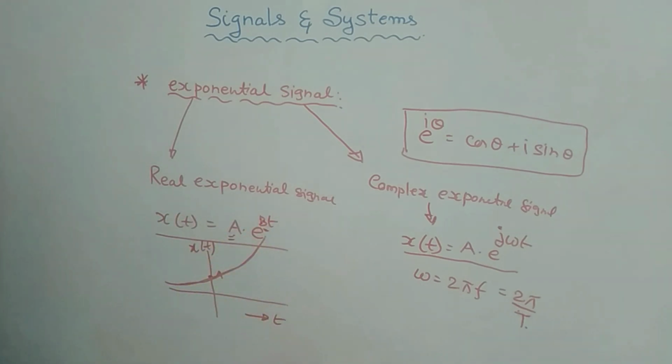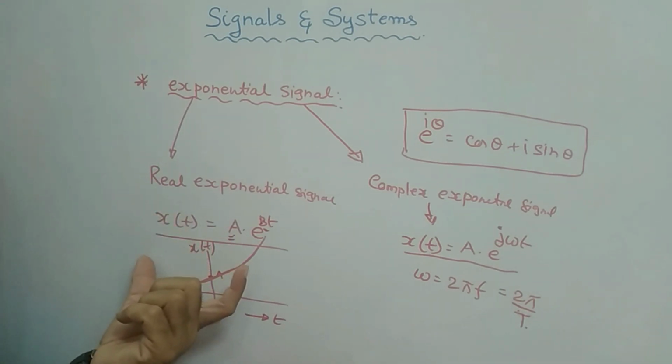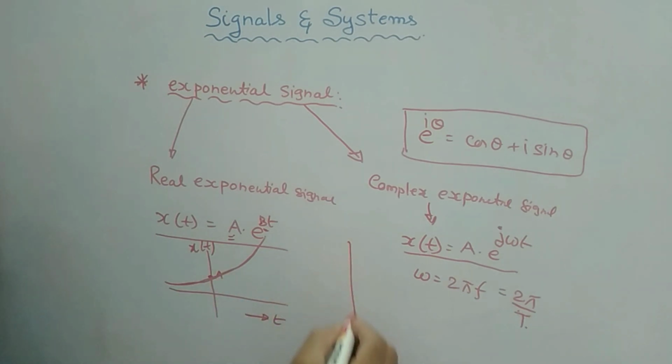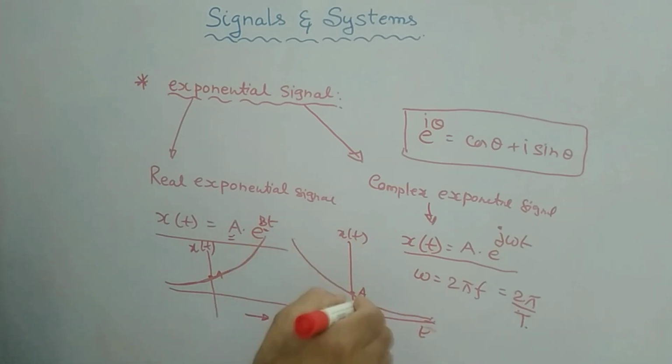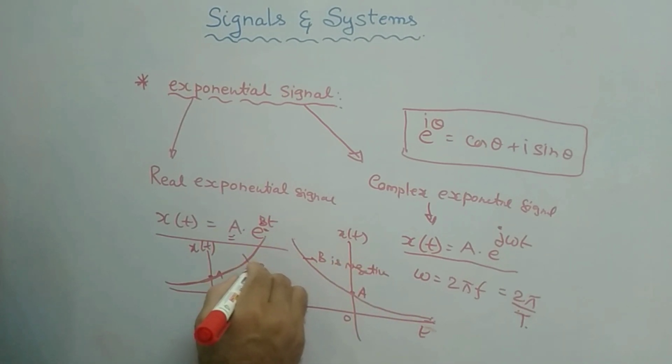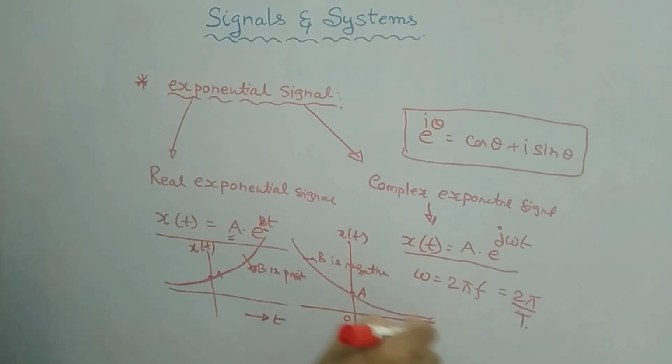Whereas for b negative: in competitive examinations, in multiple choice, you may get these questions. In complex exponential, if b is positive, what could be the graph, what could be the wave graph? They will give you such graphs, and you need to select the correct one. Similarly, if b is negative, this is t, this is 0, this is x of t. Clear? If b is negative, the graph will be exponentially decreasing. This graph is for b negative, and the other is for b positive. For b positive it is an exponentially increasing function, whereas for b negative it is exponentially decreasing. That you need to remember.